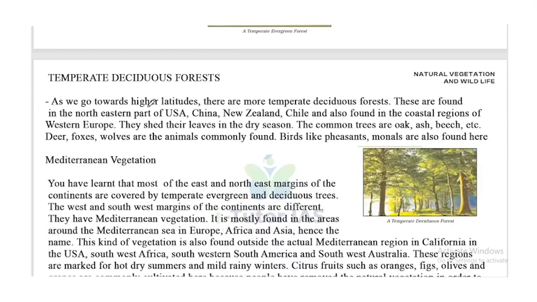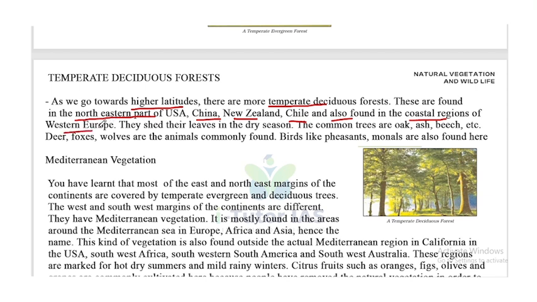As we go towards higher latitudes, there are more temperate deciduous forests. These temperate deciduous forests are mainly found in the higher latitudes. They are found in the northeastern part of USA, China, New Zealand, Chile, and also in the coastal regions of Western Europe. So where are these forests found? Northeastern USA, then China, New Zealand, Chile, and the coastal regions of Western Europe.